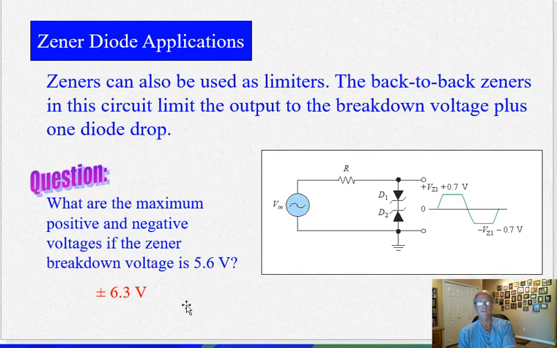So in this example, if it's a 5.6 volt Zener, you get 5.6 volts plus or minus 0.7 volts, which is 6.3 volts. Okay. And you can kind of turn a sine wave into a square wave this way, a crude way of doing it. It's not a very good square wave, obviously, because it's got these slopey sides, but that's what we do.